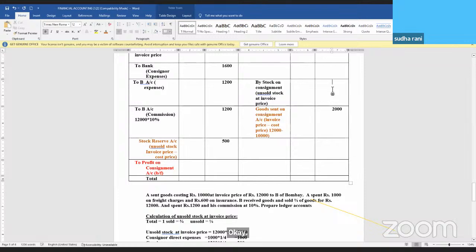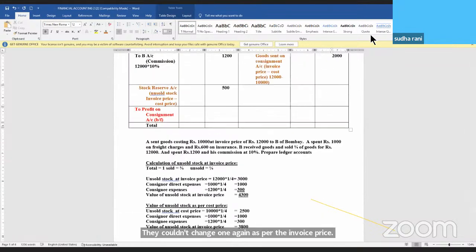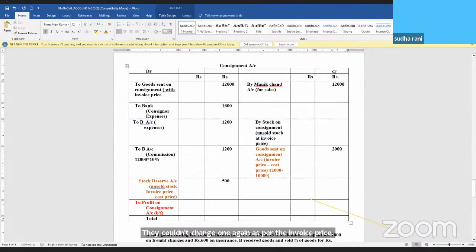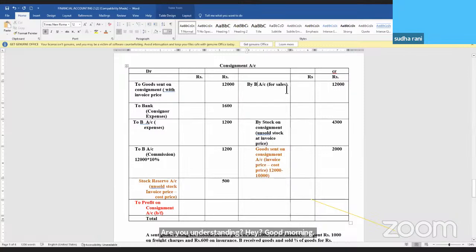ఇక్కడ ఎంత వచ్చింది మనకి? యాజ్ పర్ ఇన్వాయిస్ ప్రైజే తీసుకోవాలి 4300. మరి కాస్ట్ ప్రైస్ ఎందుకు తీసాము? ఈ స్టాక్ ప్రైస్, ఈ స్టాక్ రిజర్వ్ రేషియో వేసుకోవడానికి. అవునా? ఇప్పుడు మళ్ళీ డిఫరెన్స్ చేయండి, అయిపోయింది, సమ్ అయిపోయింది. ఆర్ యూ అండర్స్టాండింగ్? ఇక్కడ మాణిక్ చంద్ కాదు, బి అకౌంట్ ఫర్ సేల్స్.